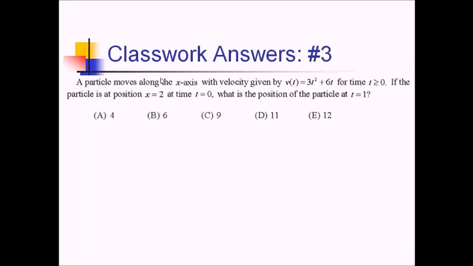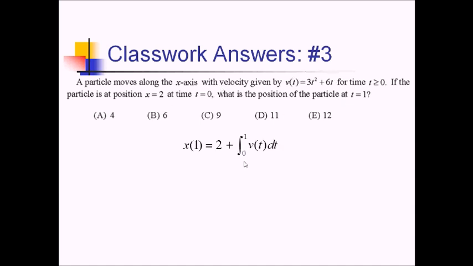On this problem, we have a particle moving along the x-axis with a velocity given by this little polynomial. If the position of the particle is 2 at time 0, we want the position at time 1. Since we have an initial position and the derivative of position, essentially x prime here, v of t, we're just going to use the fundamental theorem on this one. So I can say x of 1 is going to be equal to x of 0, which is just 2, plus the integral from 0 to 1 of my velocity function.